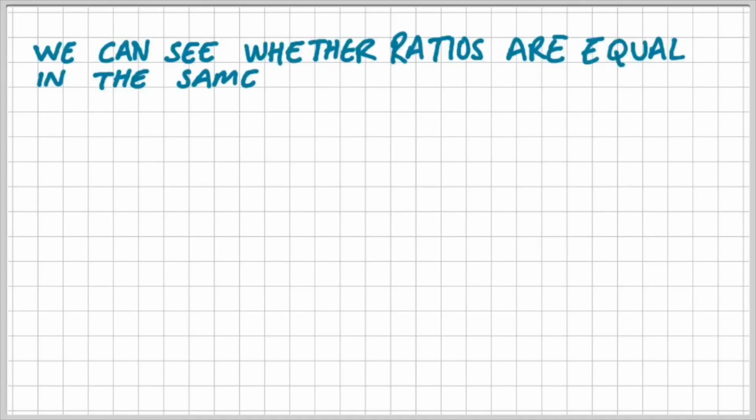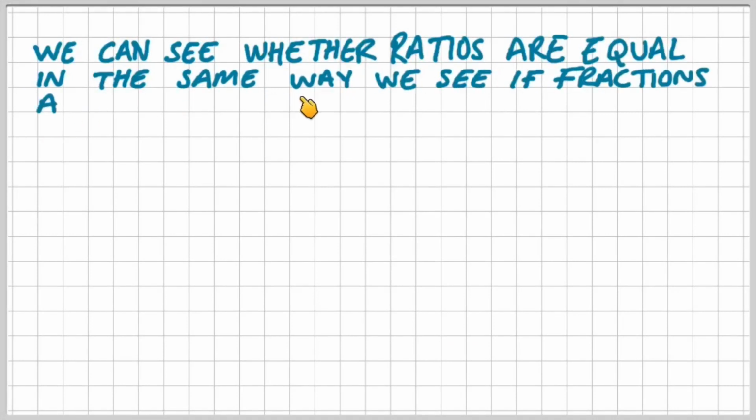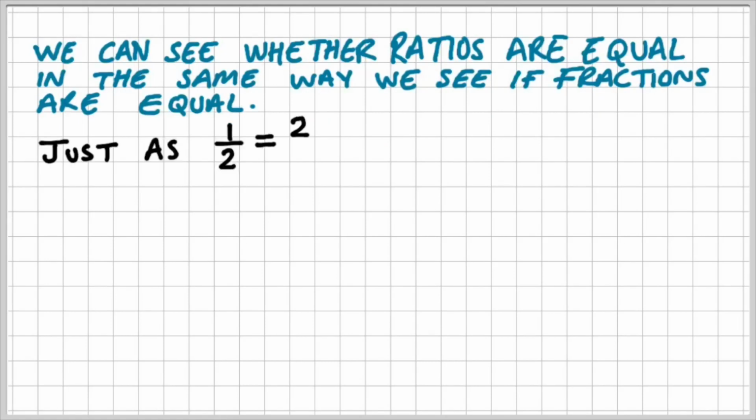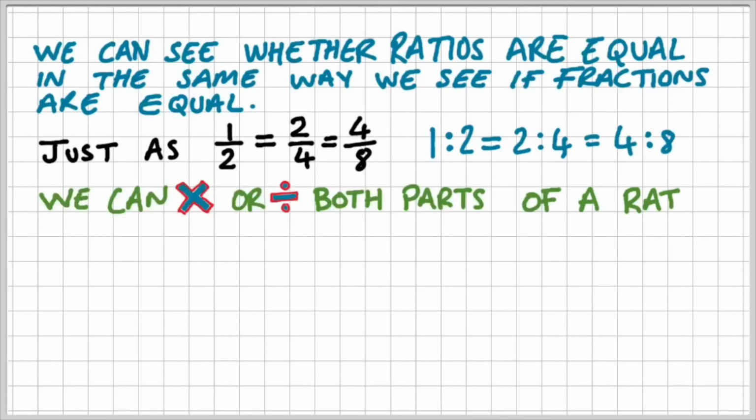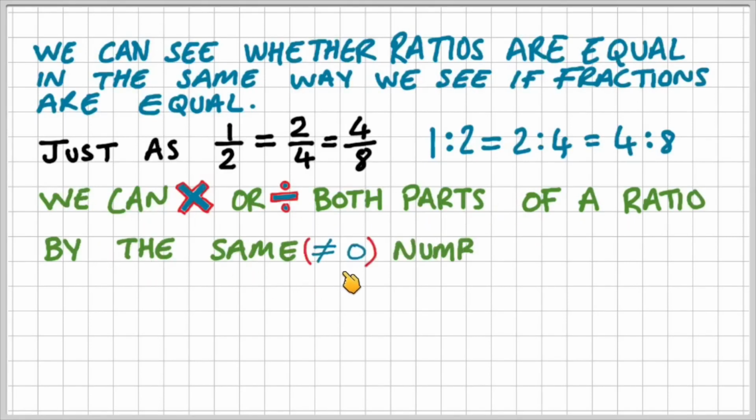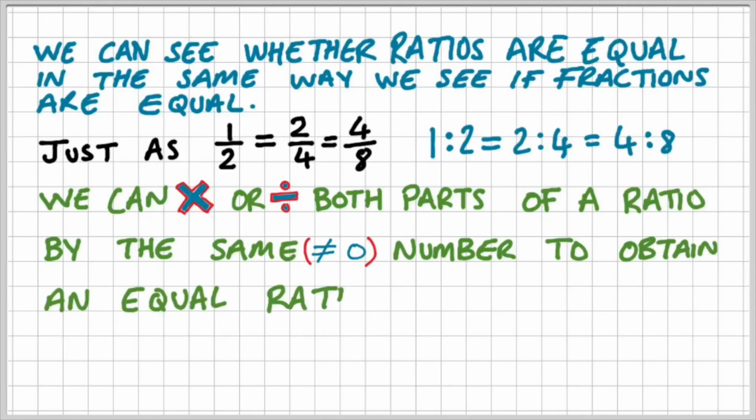First things first, in mathematics, we can see whether ratios are equal just in the same way that we can see if fractions are equal. Now, just as 1/2 is equivalent to 2/4 and is equivalent to 4/8, the ratio 1:2 is equivalent to 2:4, which is equivalent to 4:8. So a rule of thumb is we can multiply or divide both parts of a ratio by the same non-zero number to obtain an equivalent or equal ratio.